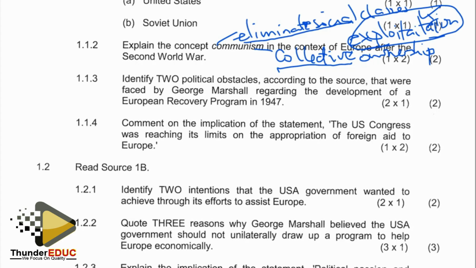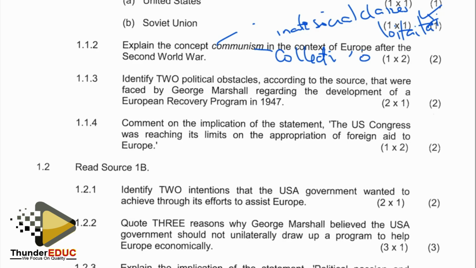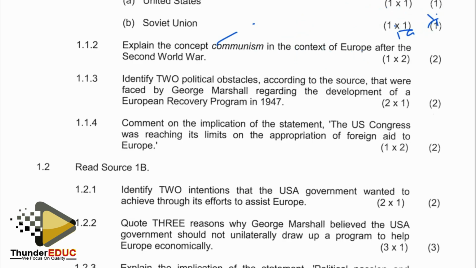If we are to relate it now to how this concept was supposed to apply in Europe after the Second World War, it was now being spearheaded by Russia. What was Russia targeting to achieve by spearheading the ideology of communism amongst European nations after the Second World War? You tend to find that Russia wanted to unite people of the world across the national boundaries. It was targeting to unite people.